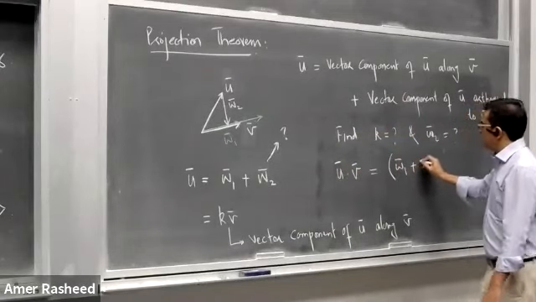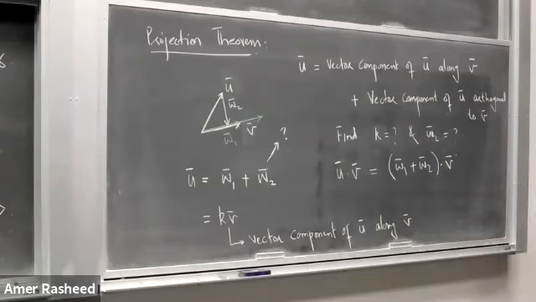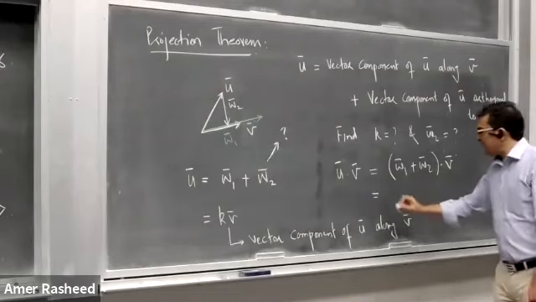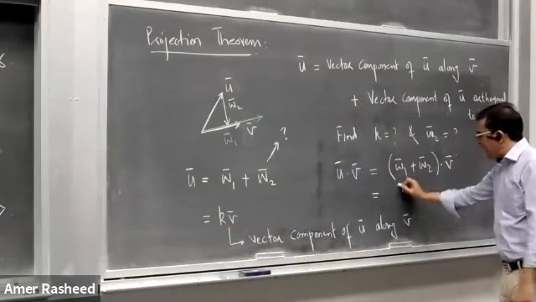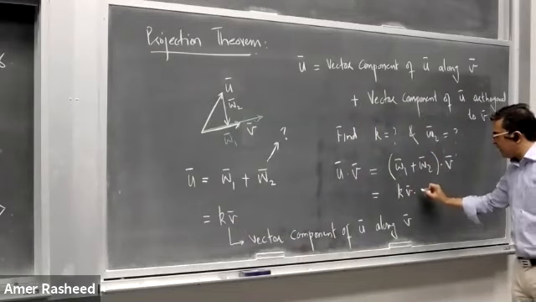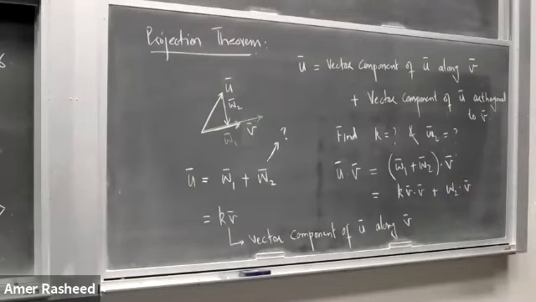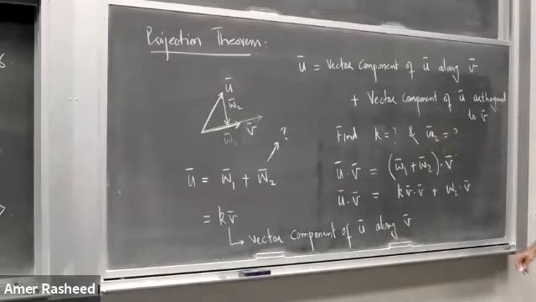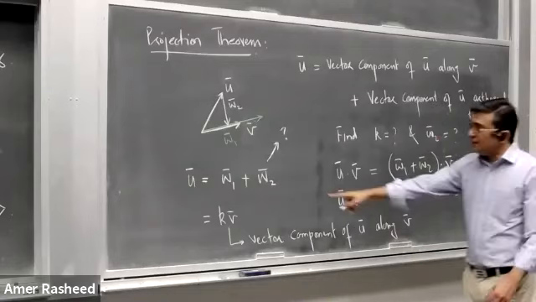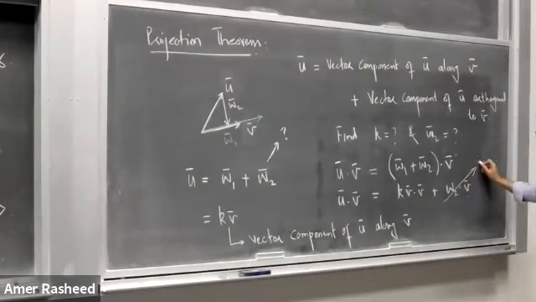Here we have W1 plus W2 dot V. Now, by using the distributive property of the inner product, this can be written as W1 dot V plus W2 dot V. We know that W1 is K times V. So we write K times V dot V, plus W2 dot V. Here we have the same U dot V. Now we know that W2 is orthogonal to V. We have defined W2 in a way that W2 is orthogonal to V. So if W2 is orthogonal to V, then this dot product will become 0.